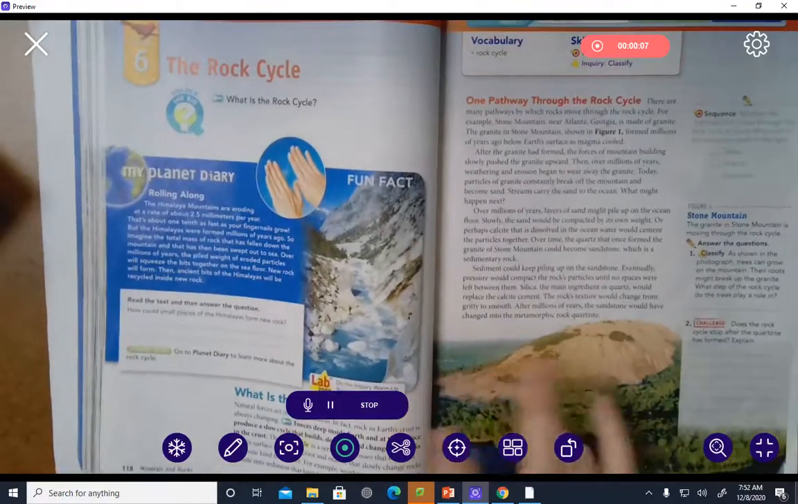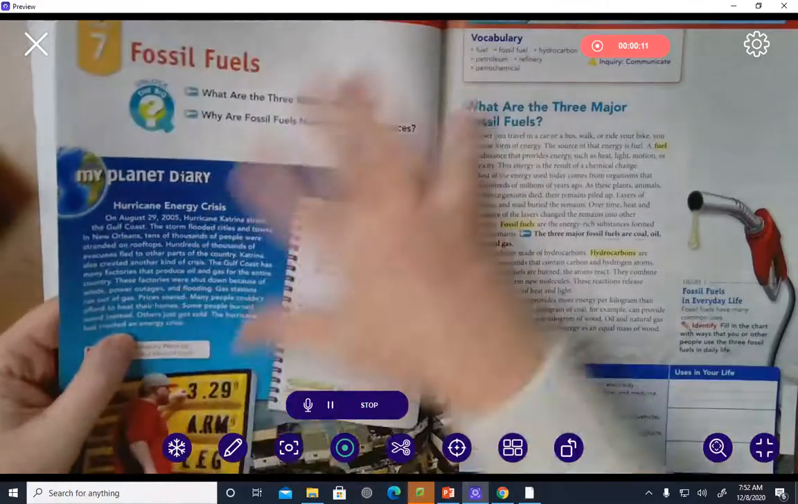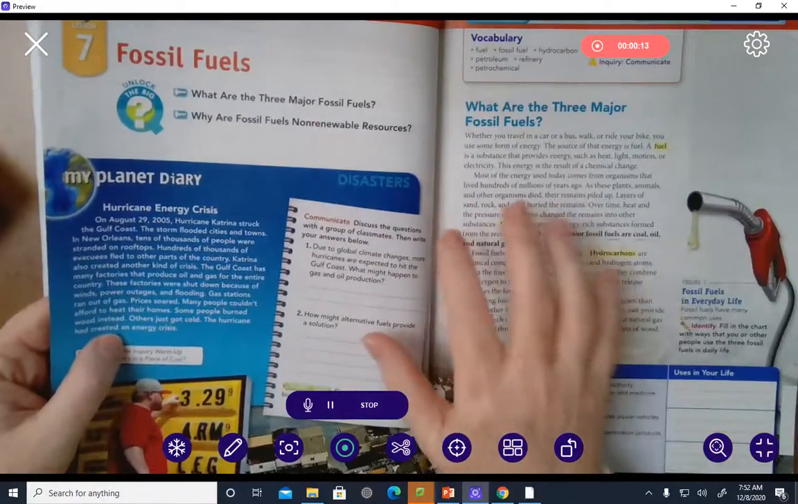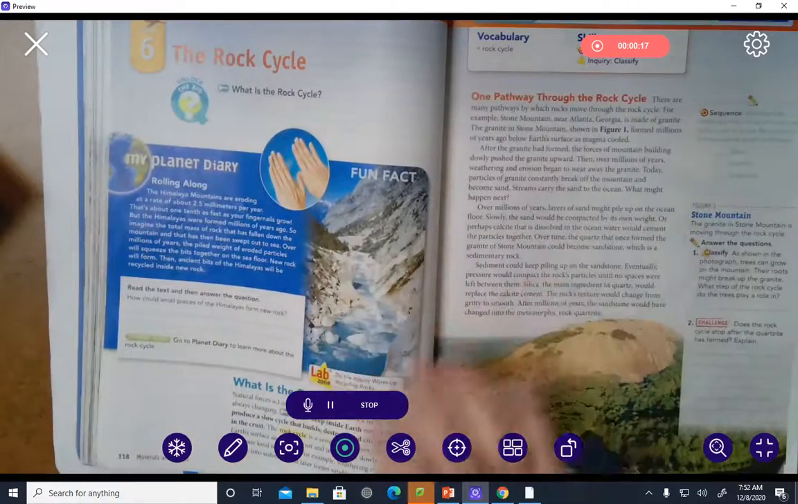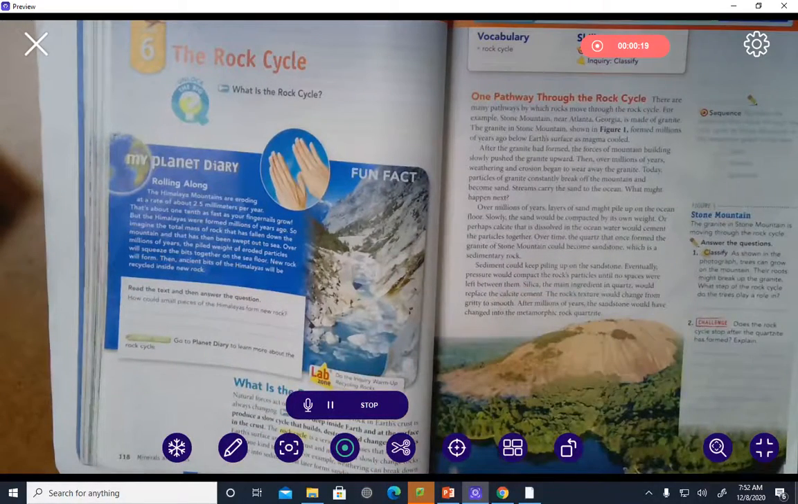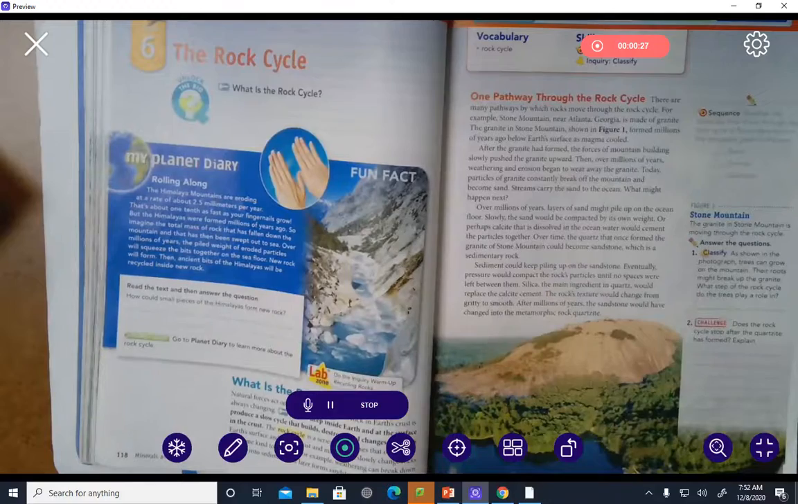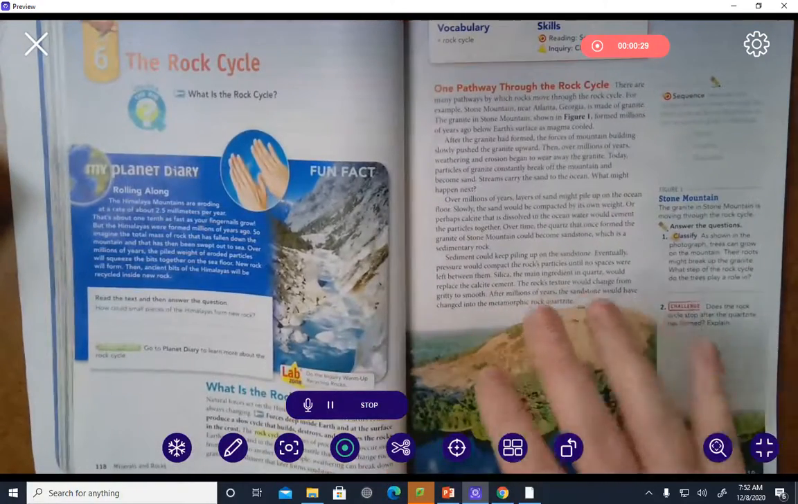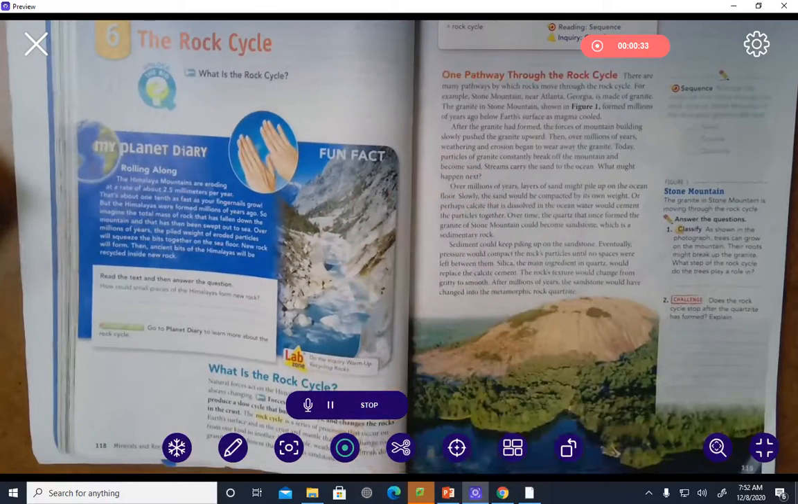Okay, so we only have 2 lessons left, and to be honest with you, I think I might hold off on fossil fuels in our geology unit. The test and the little mini project that we're going to be doing will probably stop with lesson 6. The mini project is based on this particular lesson, so I would pay very close attention.